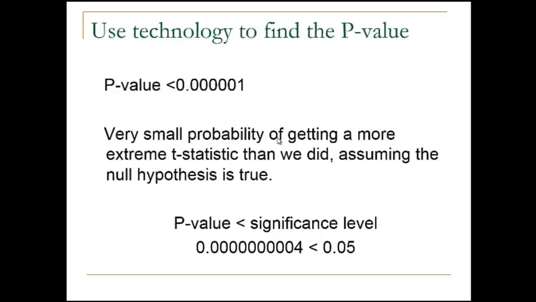So when I say use technology to find the p-value, I will show you in another video how to use StatCrunch to perform hypothesis tests. And we can in fact use the Tony the Tiger example as well. So it will tell you the p-value. It's a very small probability of getting a more extreme test statistic, this is a z statistic, than the one we did, assuming the null is true.